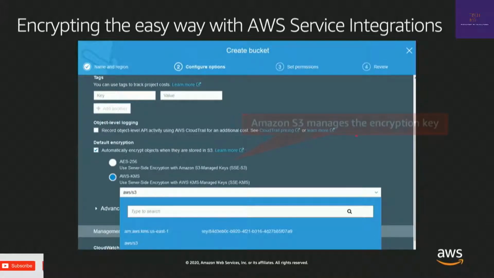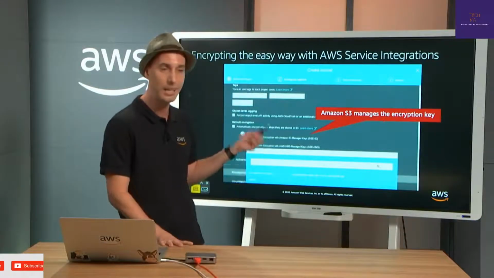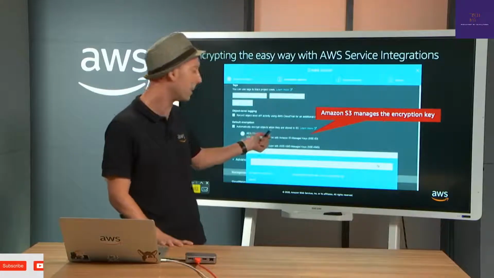And if I don't do anything, it'll default to using a key called Amazon S3 Managed Keys. So that's a key that S3 manages for me. It's not stored in KMS. I don't have to do anything. I never have to think about IAM for it because S3 is managing this key. And I can have data encrypted at rest just by checking the box and leaving that first option checked.